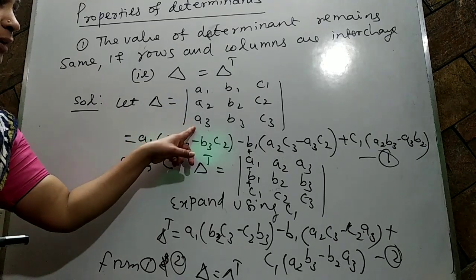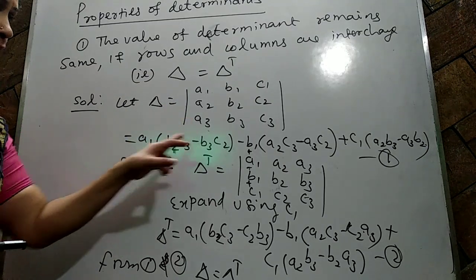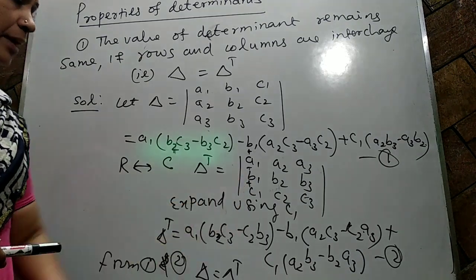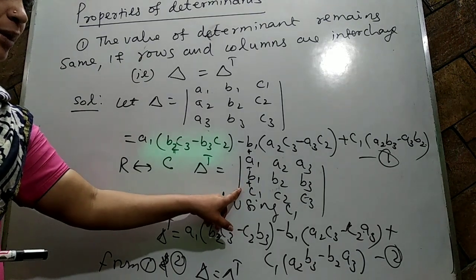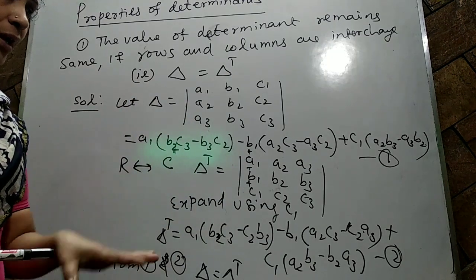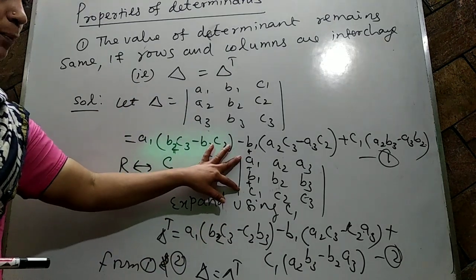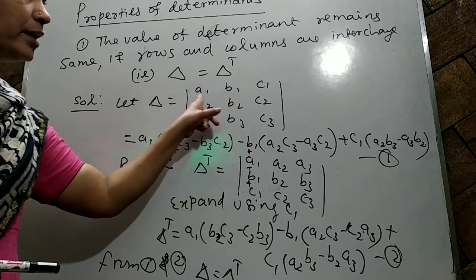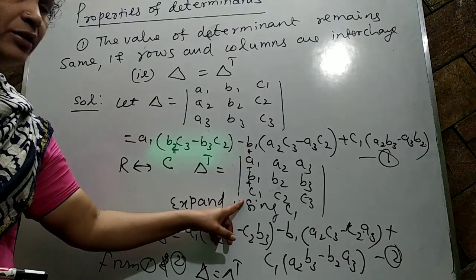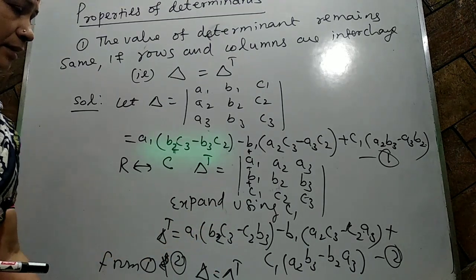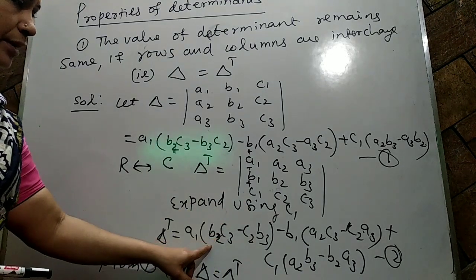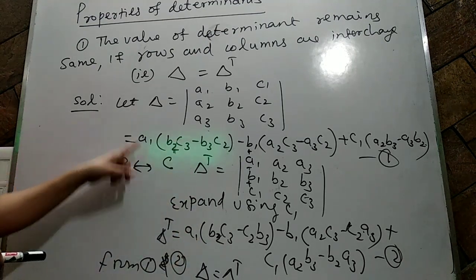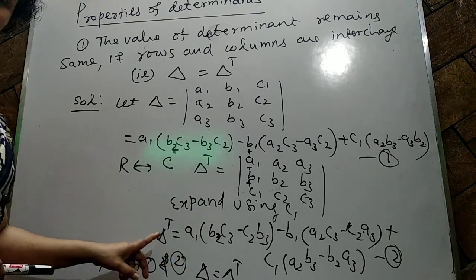So delta I have taken here, I have opened this equation number 1. Now delta transpose is in front of you. Now we can open this determinant using R1 or C1, one and the same thing. I'm taking C1 because the same element is in R1. Immediately we will get a result. Now I open this determinant using C1 and both results are the same. That means delta equal to delta transpose.